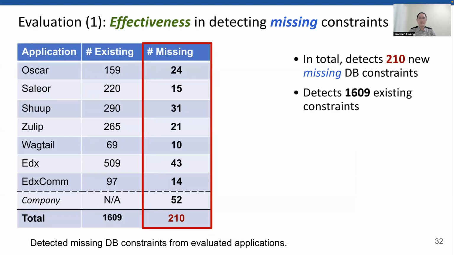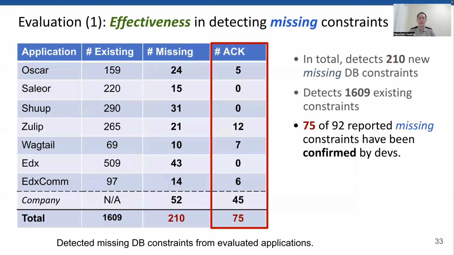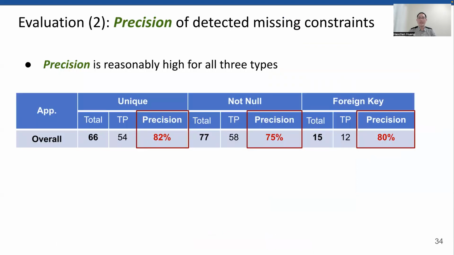This table shows the number of detected missing database constraints. In total, CFinder detects 210 new missing constraints and another 16K constraints that already exist in database. So far, we reported 92 of them and got 75 confirmed by developers. Next, we evaluate the precision. We have 2 inspectors manually label them. The precision is reasonably high for all 3 types of database constraints: 82%, 75%, and 80% for unique, not none, and foreign key constraints.